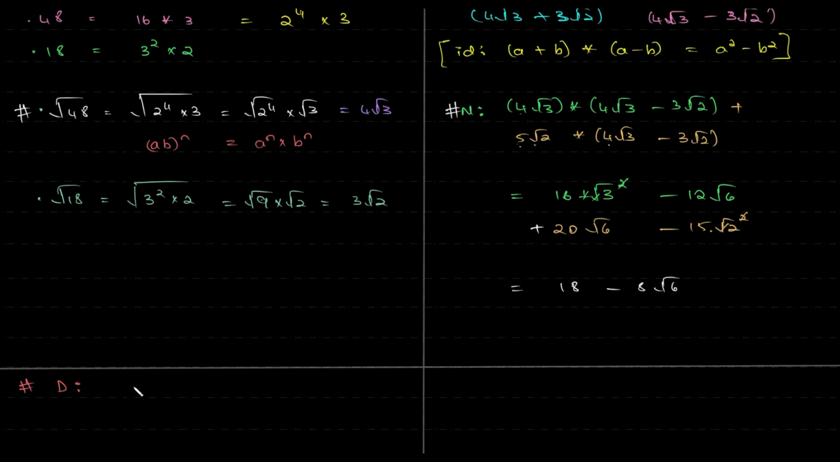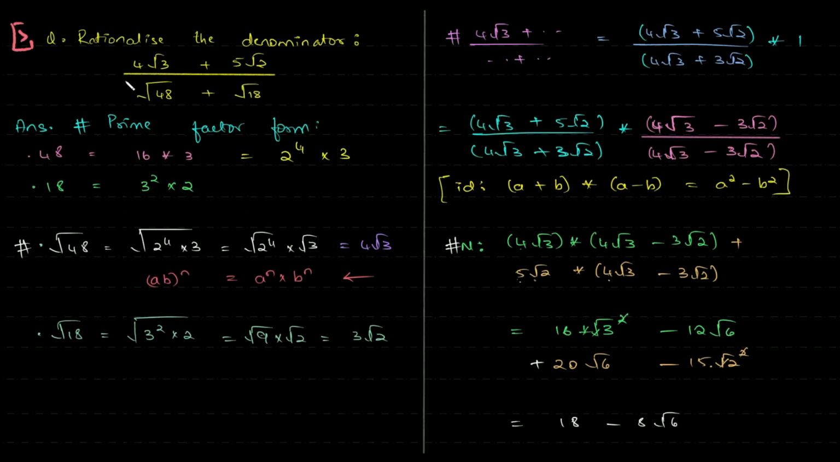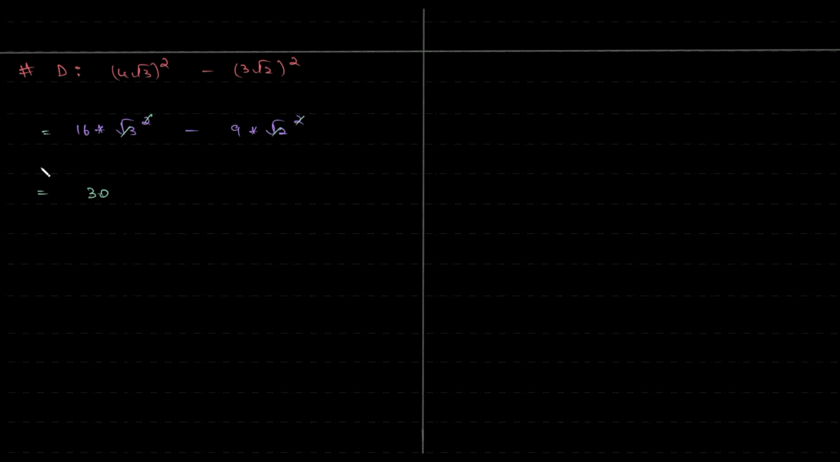Denominator is of the form a square minus b square, so 4 root 3 the whole square minus 3 root 2 the whole square. Using this particular identity, we'll expand this to 16 into root 3 square minus 9 into root 2 square. Again, 4 square is 16, so on and so forth. You guys know this routine. So this and this, and we have 48 minus 18. 48 18 would be 40 and 10, 30. Okay, agree?